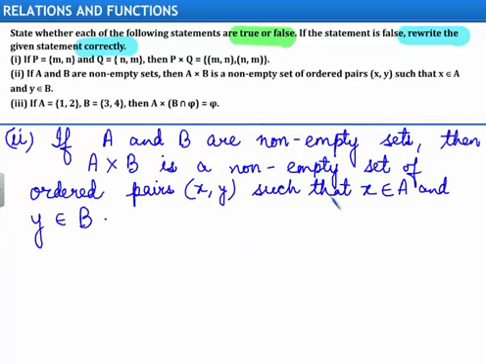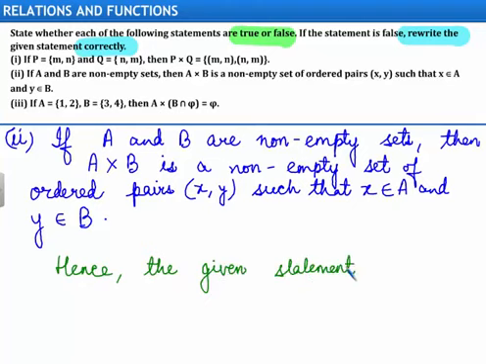The second statement given to us is: if set A and set B are non-empty sets, then the Cartesian product A cross B is a non-empty set of ordered pairs (x, y) such that x belongs to A and y belongs to B. Now, this itself is the definition of Cartesian product. Hence, the given statement is true. So this completes the second part.